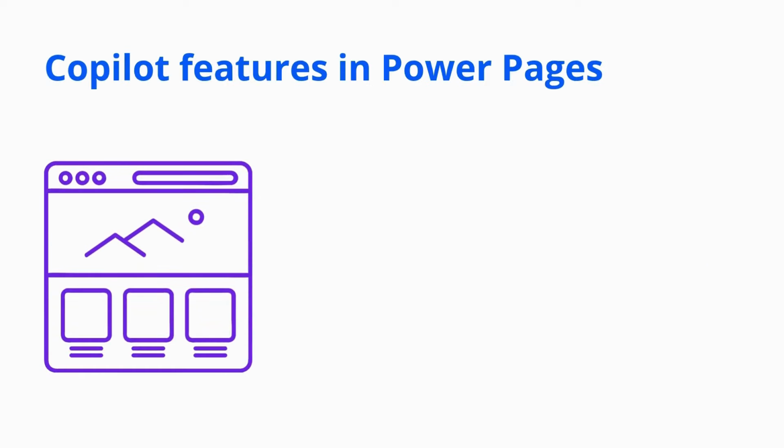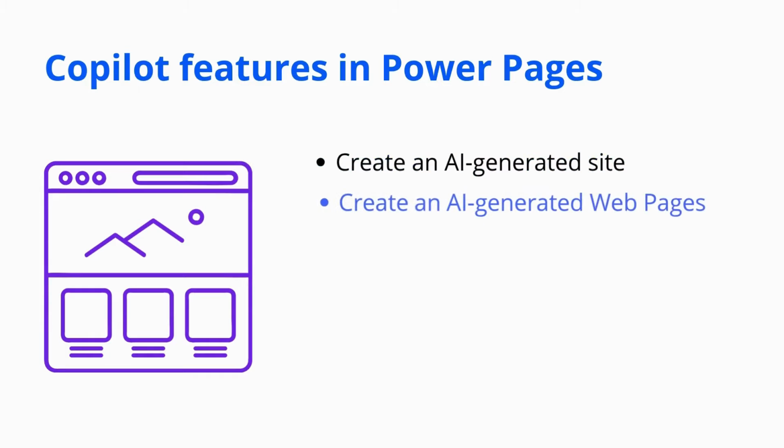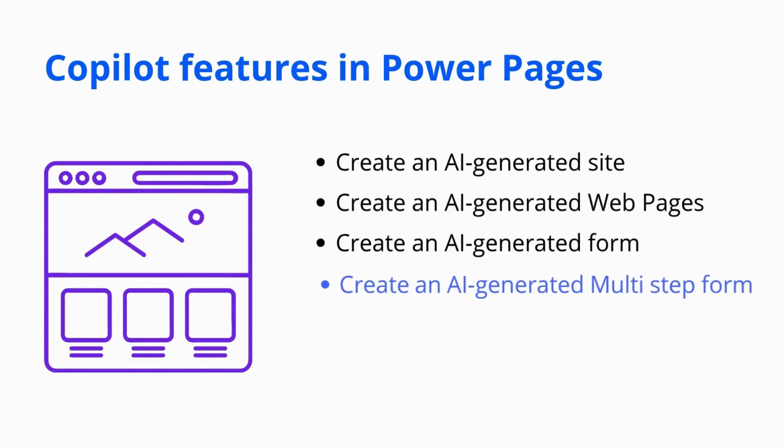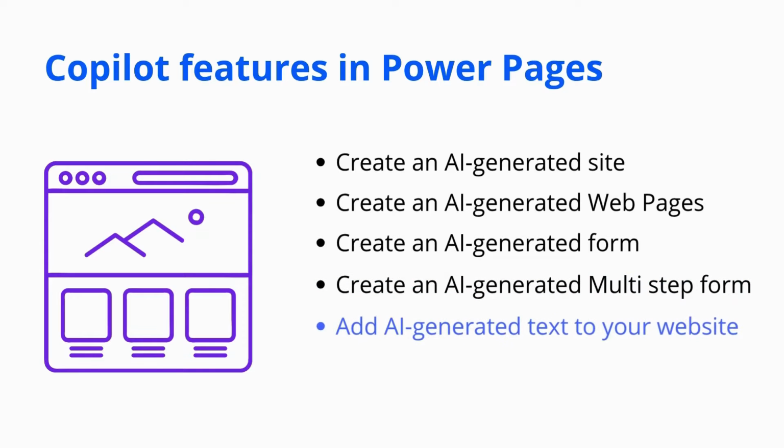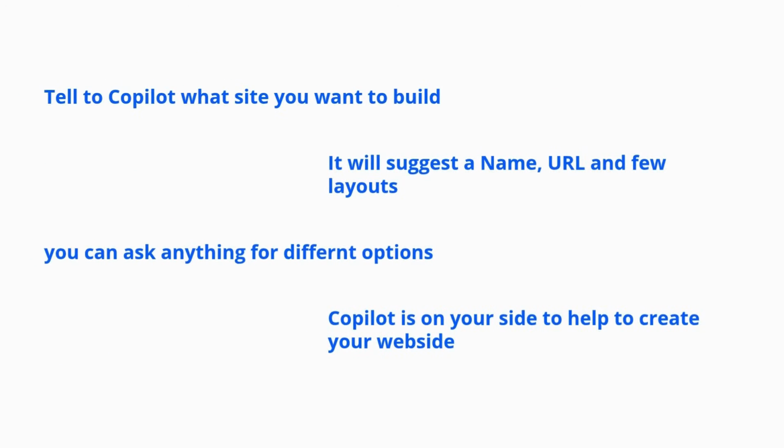Core features. Create AI-generated sites and web pages with simple instructions. Design interactive forms, including multi-step user journeys. Add AI-generated textual content, for example, introductions and descriptions. You simply describe your needs in everyday language, and Copilot helps by suggesting site names, recommending a URL structure, and offering layout templates based on your intent. Copilot acts as your creative and technical partner. You're always in control and can customize the output as needed.